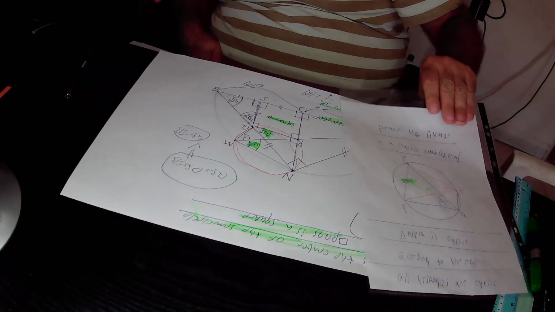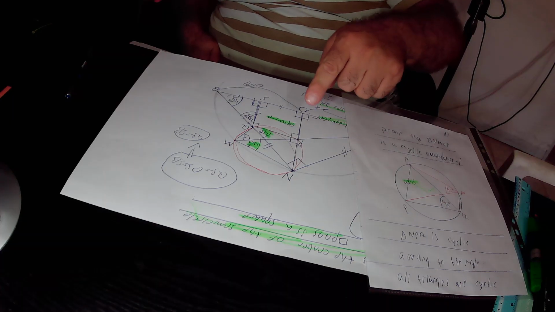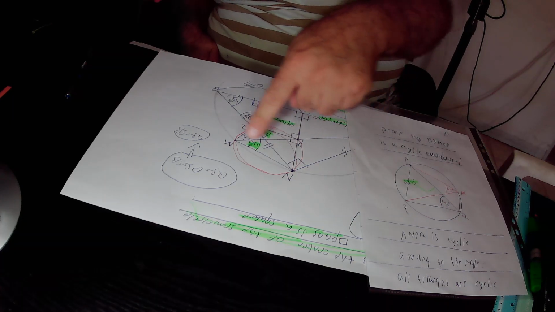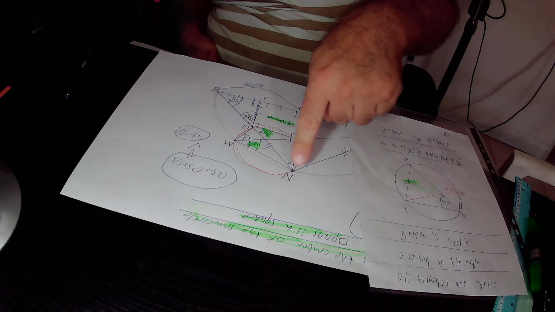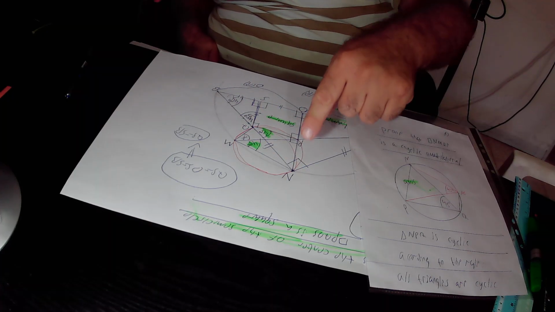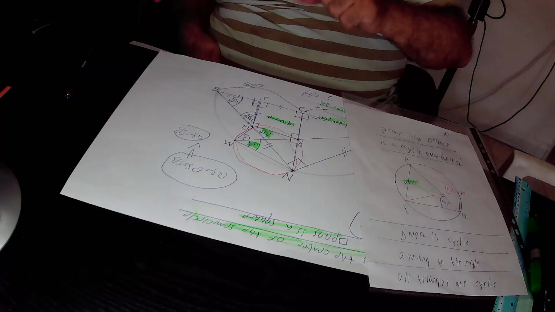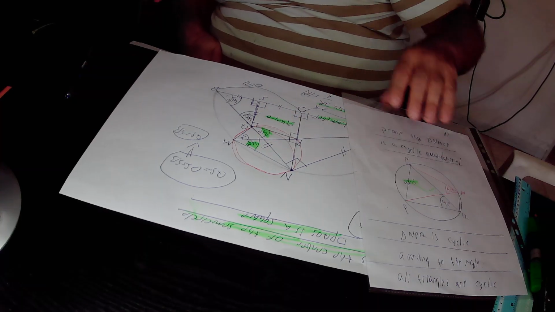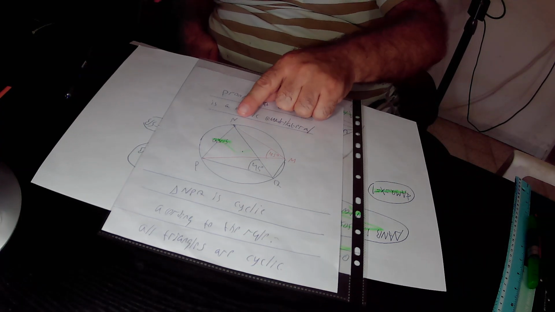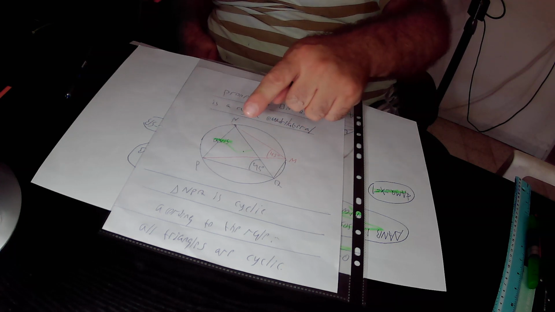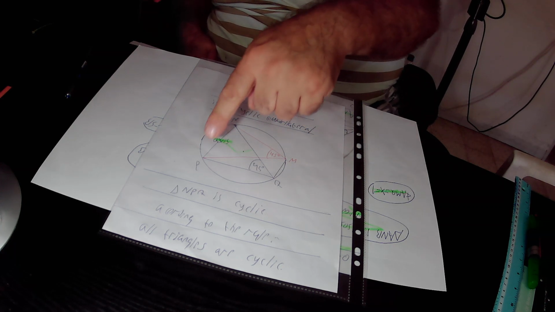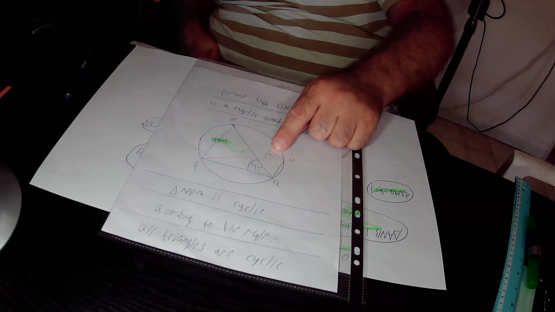So in this way, we actually created here peripheral angle NMP. Peripheral angle NMP subtends on chord NP, and it is equal to 45 degrees in its size.